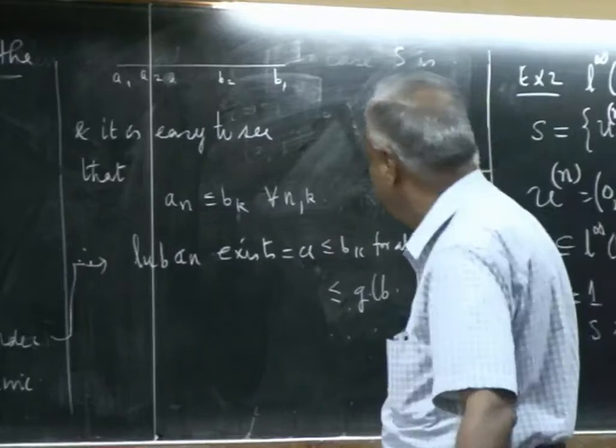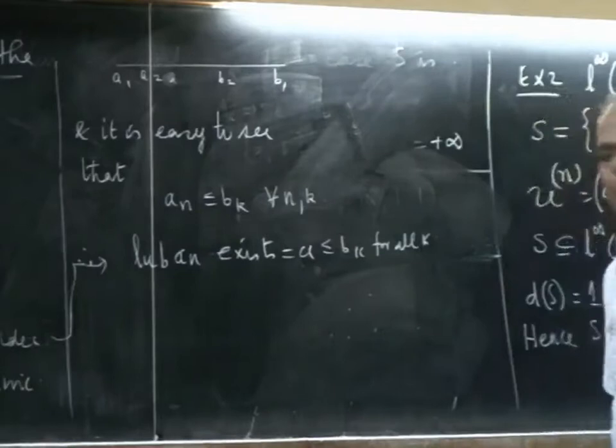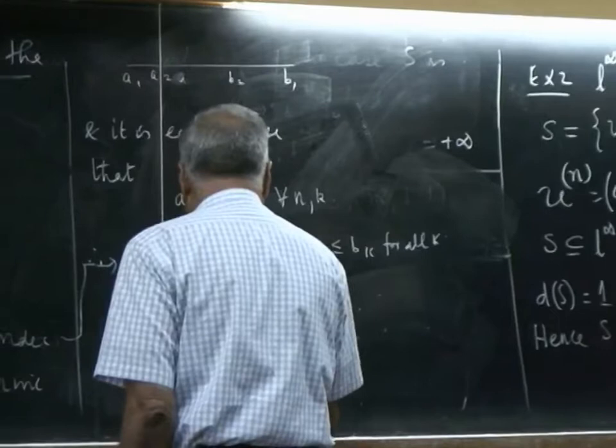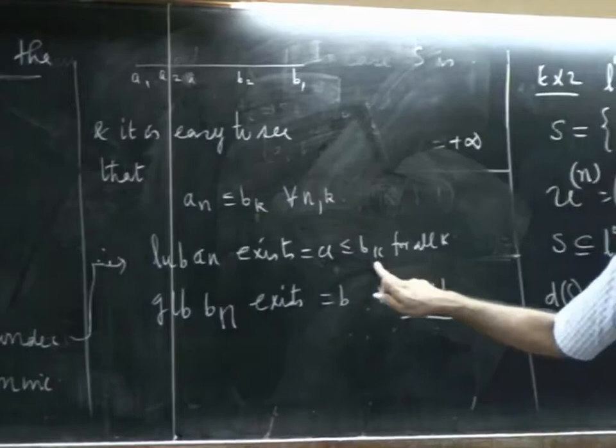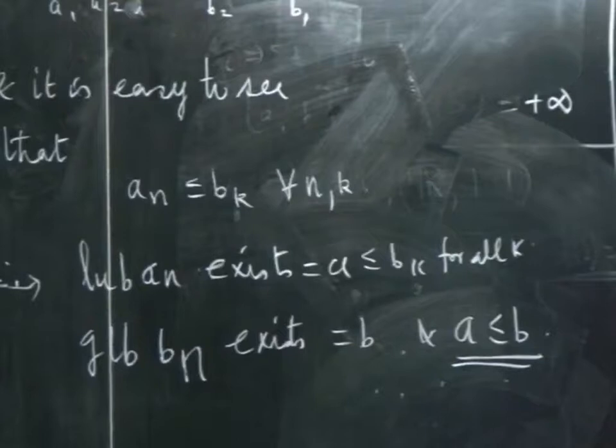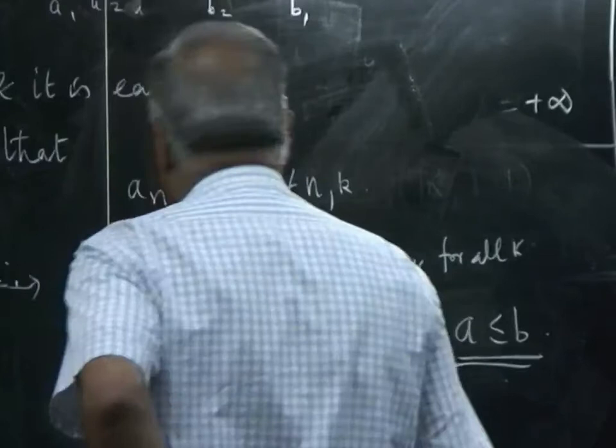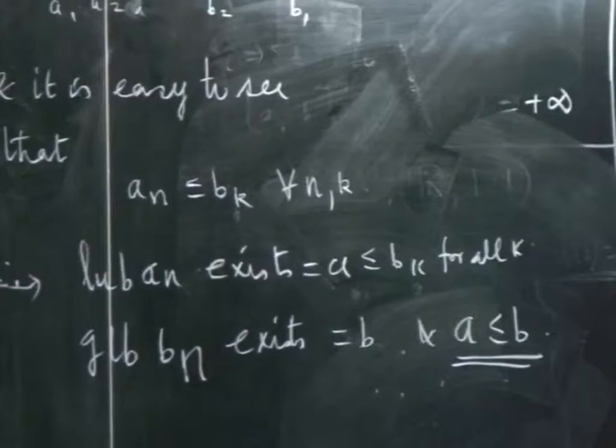Let me put it here. So, A will be less than or equal to BK, and similarly, the greatest lower bound of BN exists, equal to B, and A will be less than or equal to B. Because A is one of the lower bounds for the BK, and therefore the greatest lower bound will be greater than or equal to A. So A is less than or equal to B. Okay. So therefore that A greater than B case is out. That was the only case that would be giving us an empty thing. That has been knocked out, and that's what makes it non-empty.